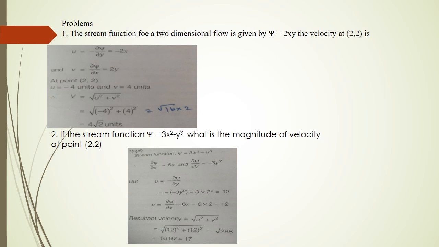Next problem. The stream function psi is equal to 3x square minus y cube. What is the magnitude of velocity at point 2, 2? Same as before, differentiate with respect to x and differentiate with respect to y. You will get u and v. Substitute in the resultant velocity, root of u square plus v square. You will get velocity equal to 17 units.